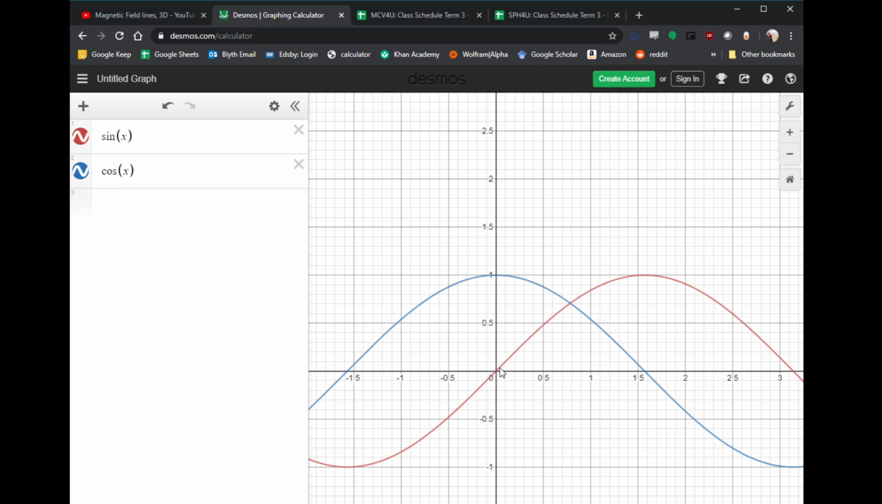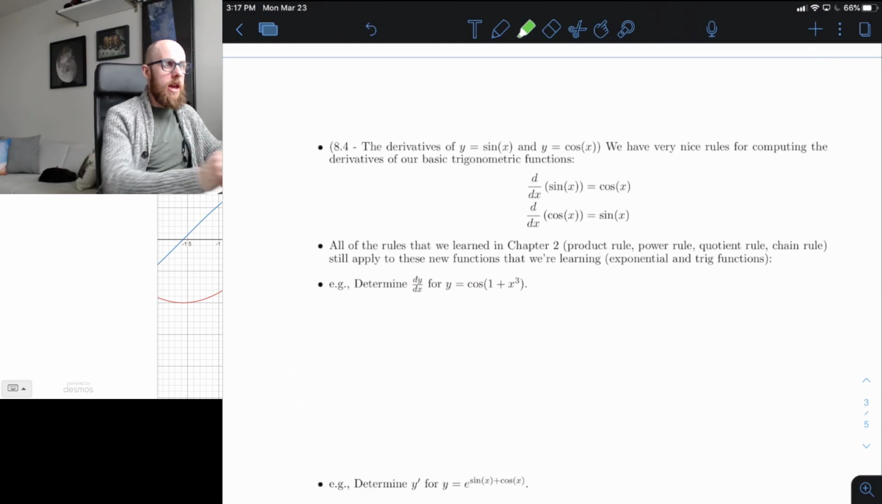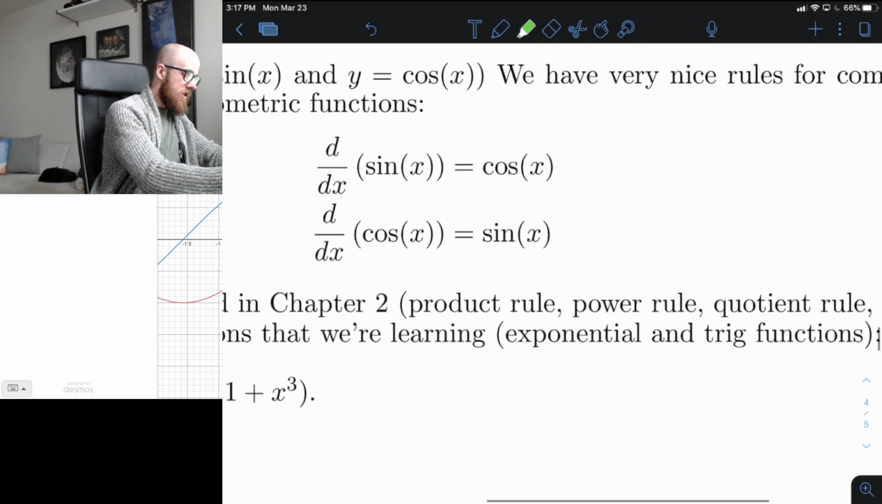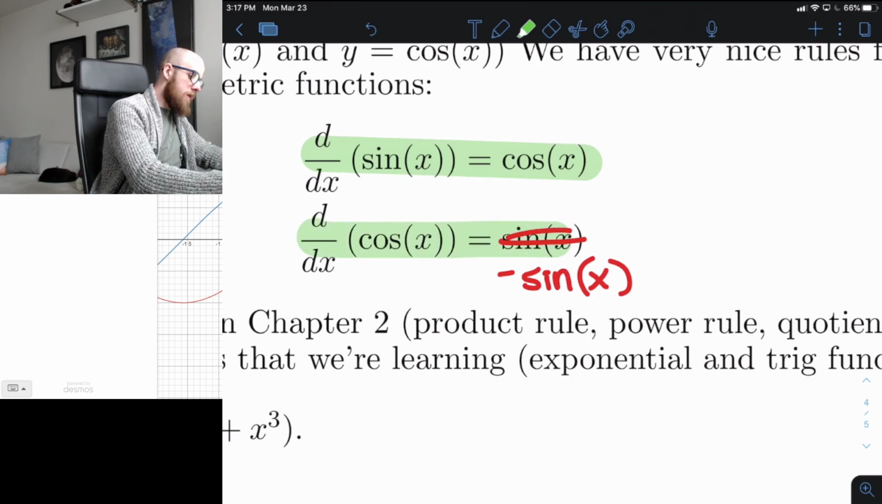If I look at what sine is doing here, sine is at 0, and the slope of cosine is 0. So it seems that these two are very intricately linked as far as their derivatives go. And indeed, what we saw was that the derivative of sine is just cosine, and the derivative, oh, I made a mistake here, a little typo. The derivative of cosine is minus sine of x. Okay, so we have some nice rules for the derivatives of sine and cosine.